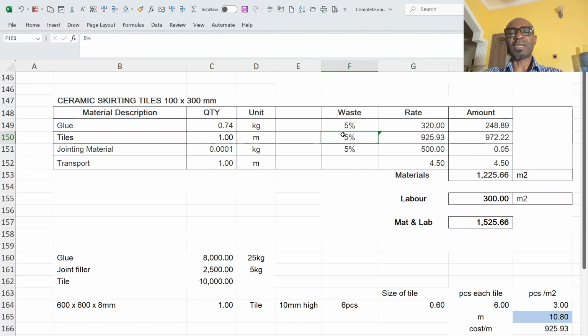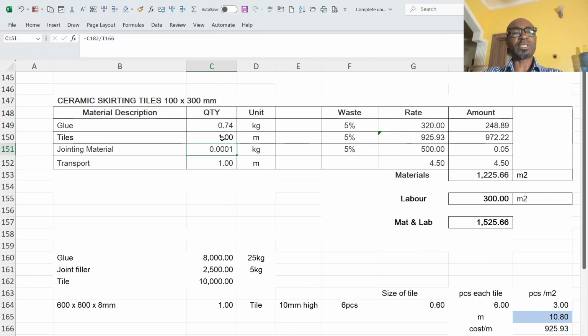Of course, you have to add waste, because during the cost of slicing, you might lose one, you might lose two pieces, depending. And during the laying, when you are striking it with your wooden rammer, you could damage one. Since it's a fragile item, the tendency for you to lose one or two is there. So of course you have a 5% waste.